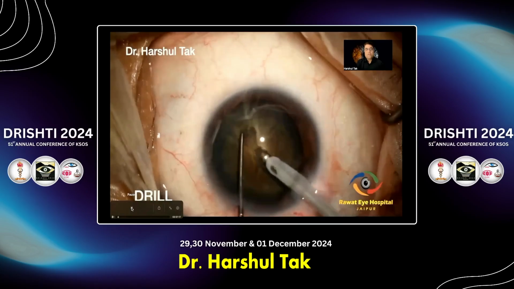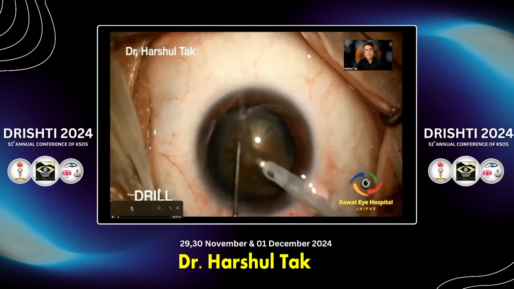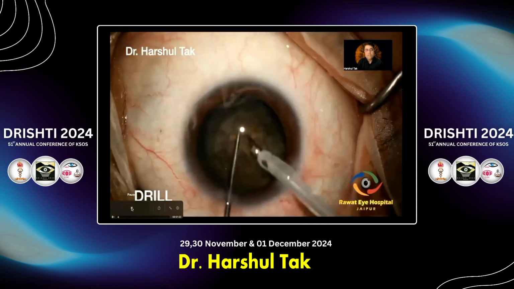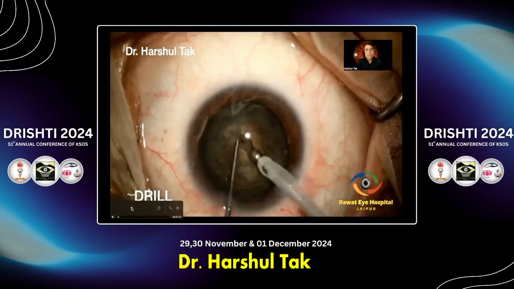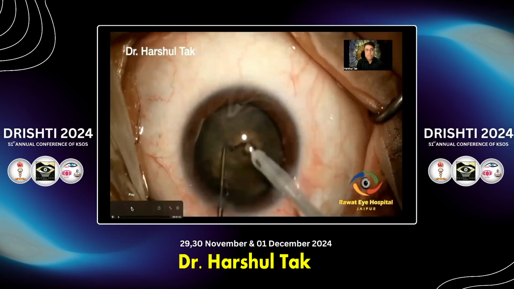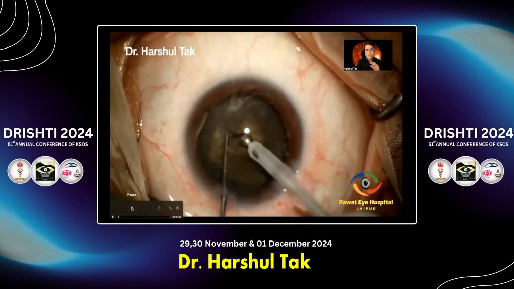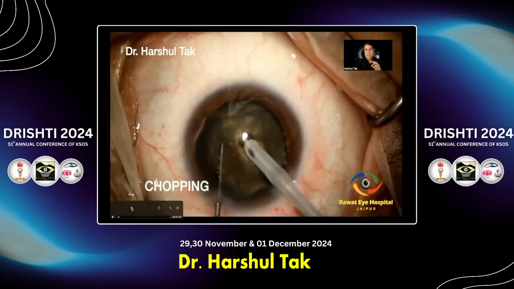Now coming to nucleus emulsification, I start drilling in the center of the nucleus and deeper down in the central endonuclear core. By drilling like this in the center and deeper, two purposes are solved. Firstly, you weaken the dense endonuclear core, and secondly, you get a good, deeper purchase of the nucleus and your chop becomes much more effective.